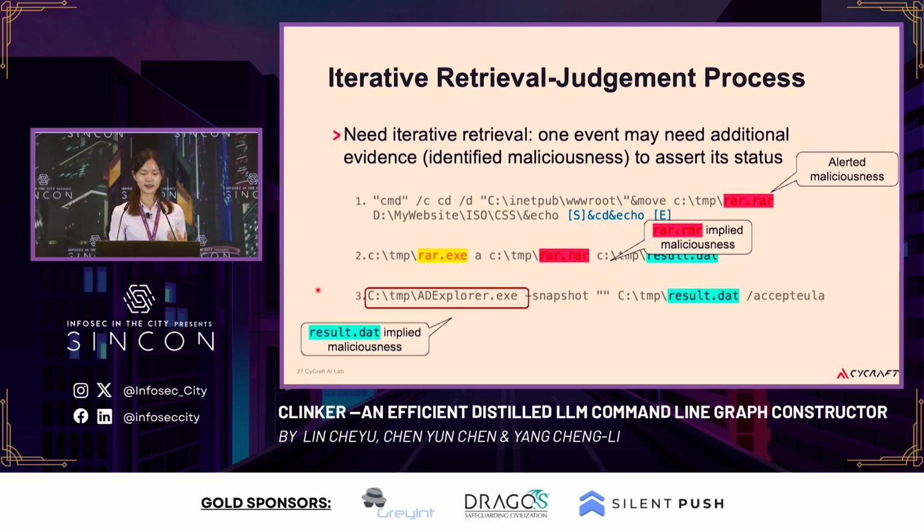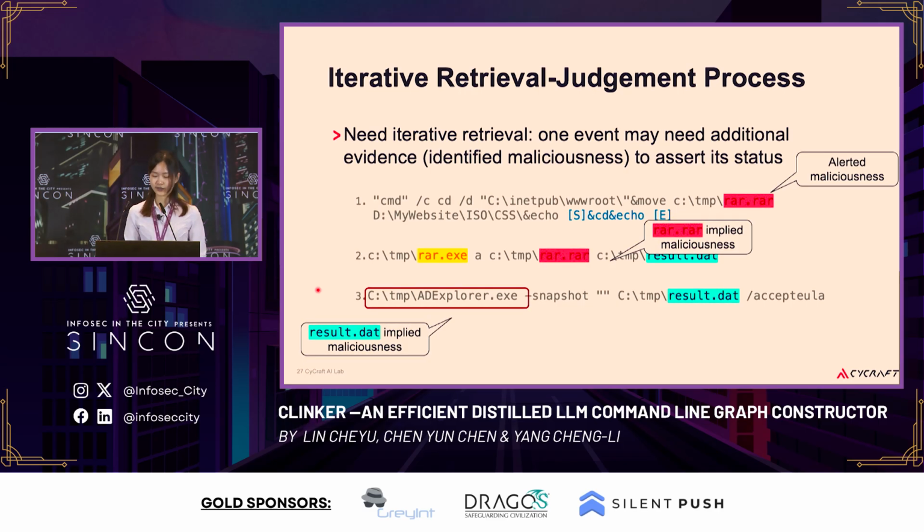And finally, there is the iterative retrieval judgment process. Take this example. We start with a known command that has already been flagged as a malicious event, and that would be our initial point. The second command, which is part of the same malicious activity, can be discovered in a single pass through the same path relationship, which is highlighted in red.